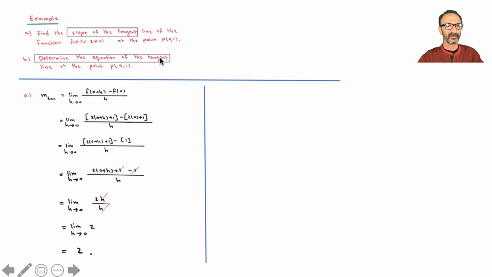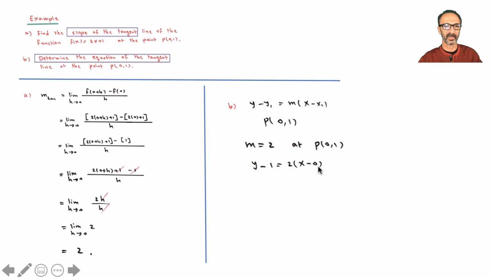The equation of the tangent line at the point 0, 1. Y minus y1 equals m times x minus x1. We have the point 0, 1, and we have the slope 2 at this point. 2 here, that's my y1, that's my x1. Simplify it, you get y minus 1 equals 2 times x, or y equals 2x plus 1.